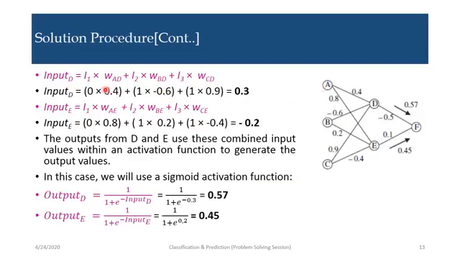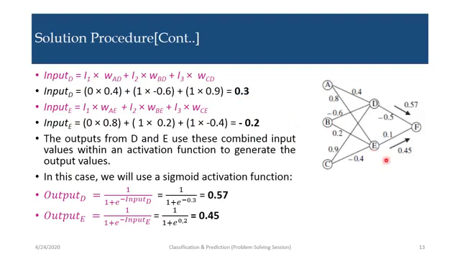Input D is equal to I1, whatever value is fed to I1, which is 0, times WAD, the associated weight value 0.4, plus I2, which is 1, times WBD, which is minus 0.6, plus I3, which is 1, times WCD, which is 0.9. This is the formula for the input to node D. According to that we computed 0 times 0.4, 1 times minus 0.6 and 1 times 0.9. So the input D is 0.3.